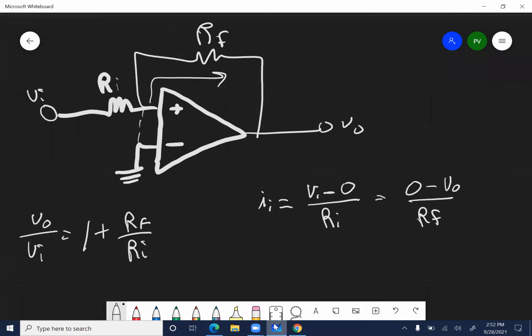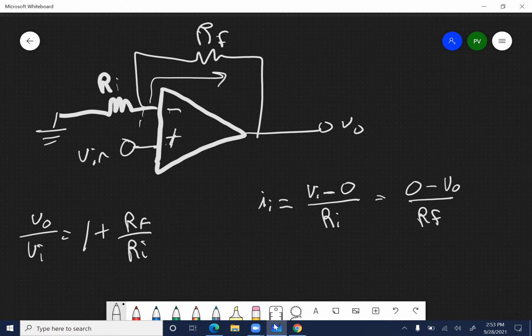Sorry, I haven't done this in a while. This is ground. And this is VN. Try that again. Okay, have I got that right? So yes, yes. Got it. Okay, so this is the non-inverting configuration. And I'm trying to prove this here. So virtual short still applies here.